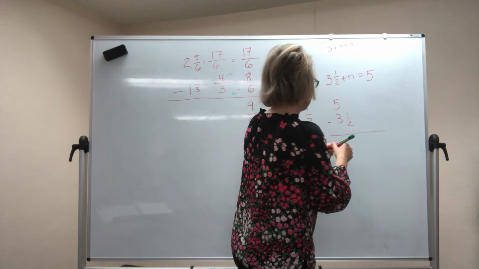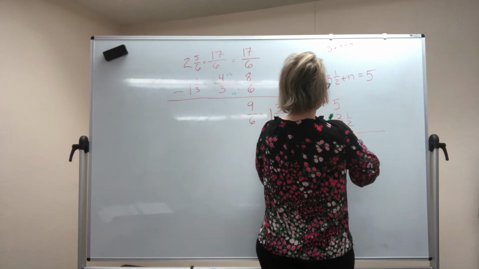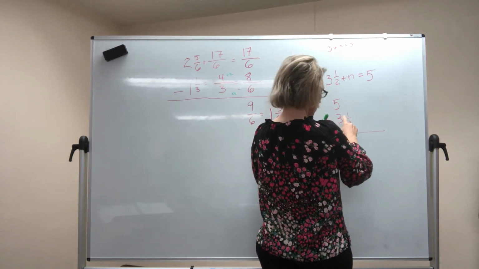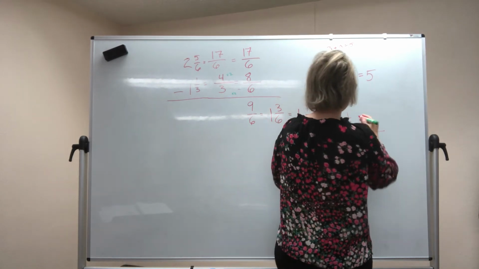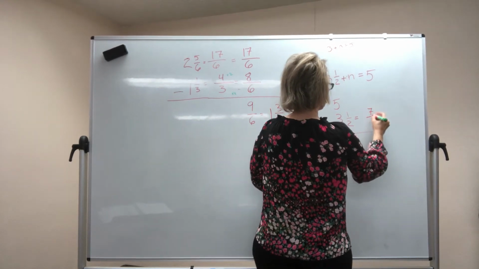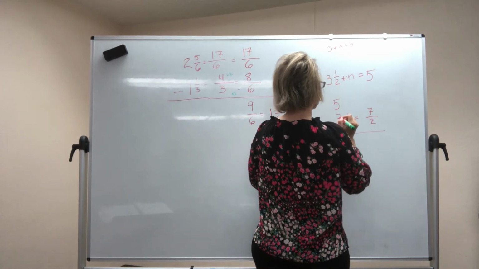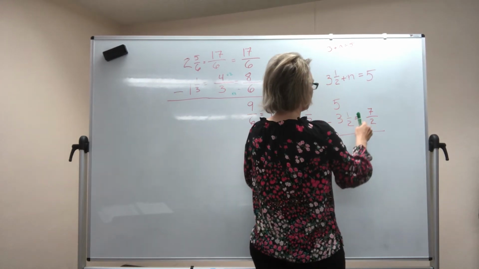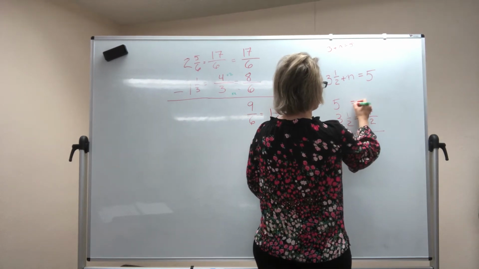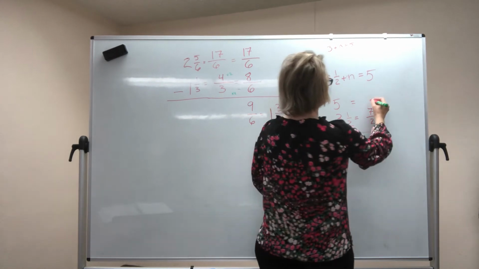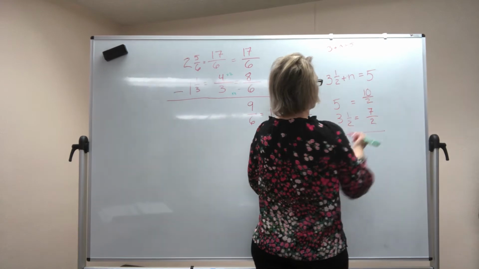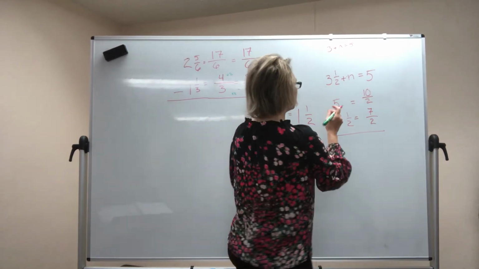So let's turn this into an improper fraction. 2 times 3 is 6 plus 1 is 7. So that's 7/2. So 3 1/2 equals 7/2. And we want to take 7/2 away from our 5. So we have to change 5 into halves. So 5 equals 10/2.